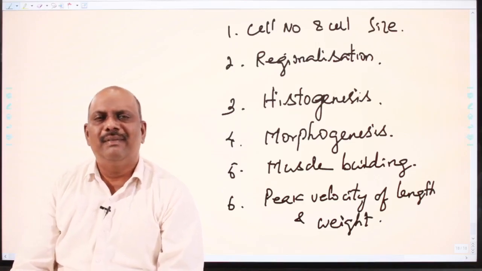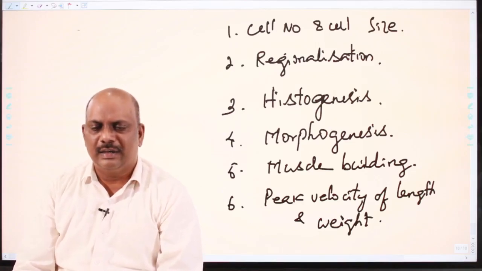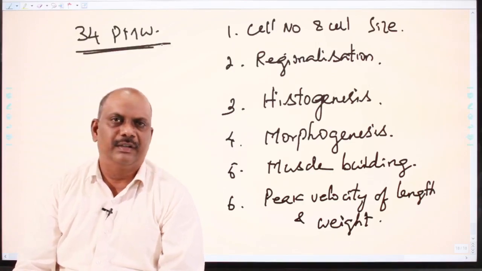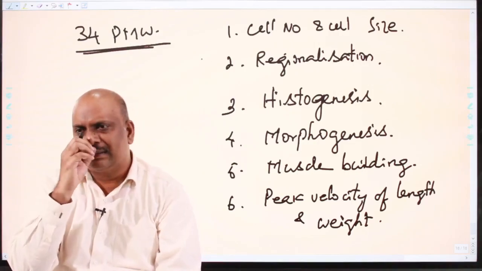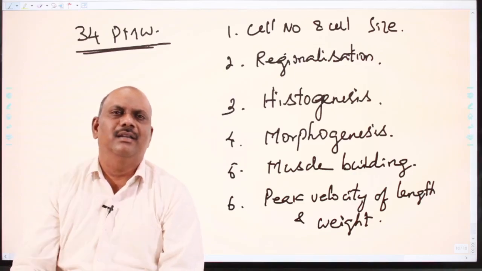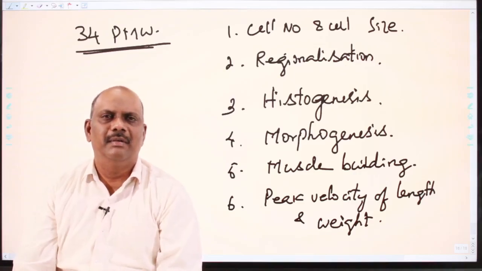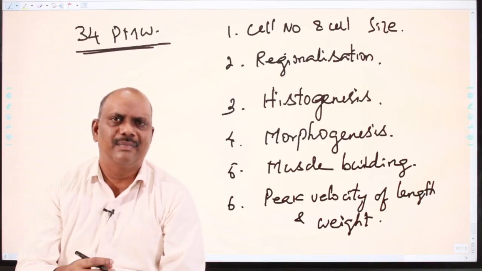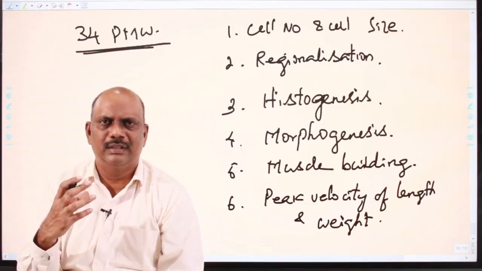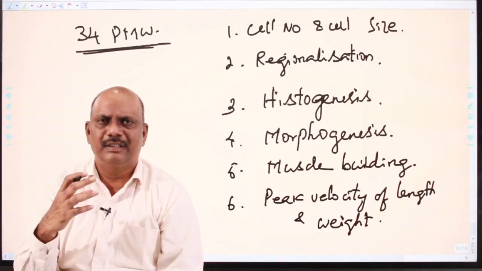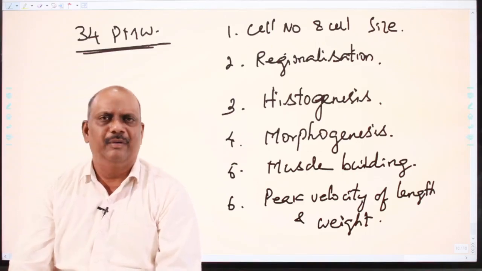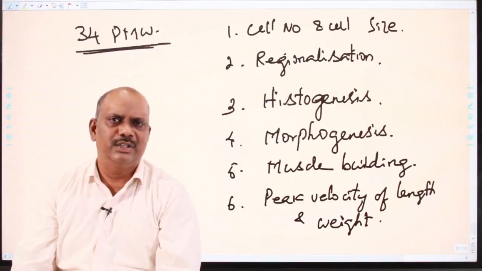I told you the peak velocity of weight occurs at 34 post-menstrual weeks. After this 34th week, the fetus will start influencing the maternal uterus. The baby will start hitting the stomach. Until now, the fetus will not have any influence on the uterus. I hope you are comfortable with the prenatal stage.